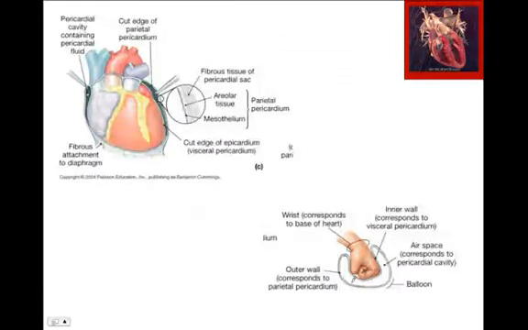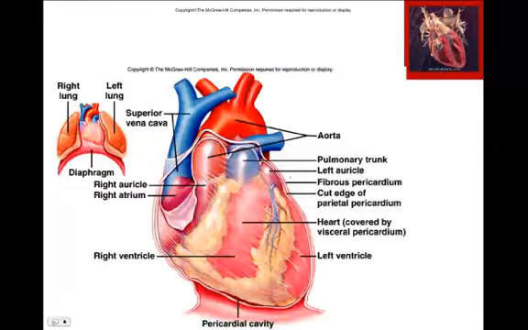So again, you can see this also shows the layers of the heart, so you can see the fibrous pericardium on the outside, and then the parietal pericardium would be towards the inside of that, and then the visceral pericardium would be covering the organ itself. And actually, this is a better picture of that. Here's the visceral pericardium directly covering the heart, and then you would have the pericardial cavity here, and then here you have the parietal pericardium, and then on the outside here you have the fibrous pericardium.